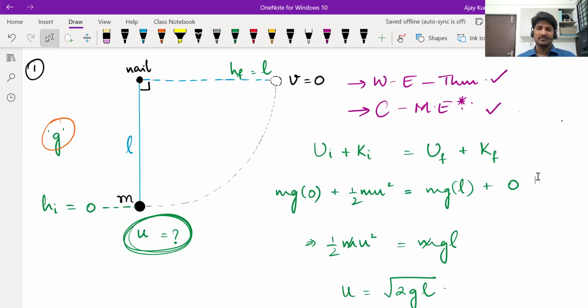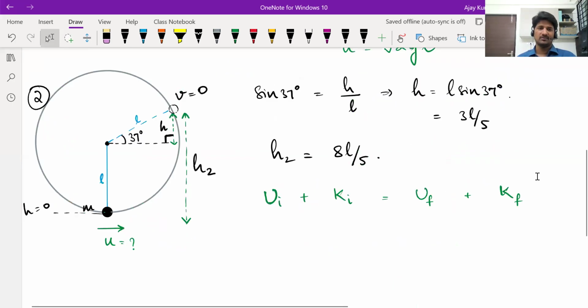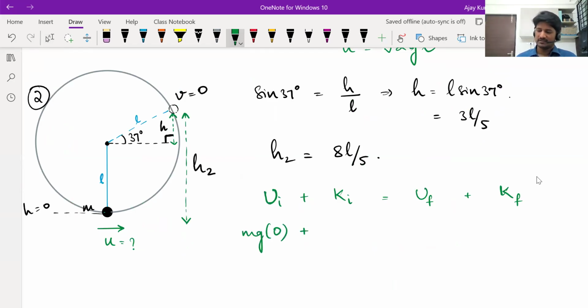mg0, because that height was taken as zero level. I mean, that level was taken as zero height. So initial potential energy became mg into 0. Now here also we are doing the same thing. So how much is the initial potential energy? mg0, sir. Plus kinetic energy formula.